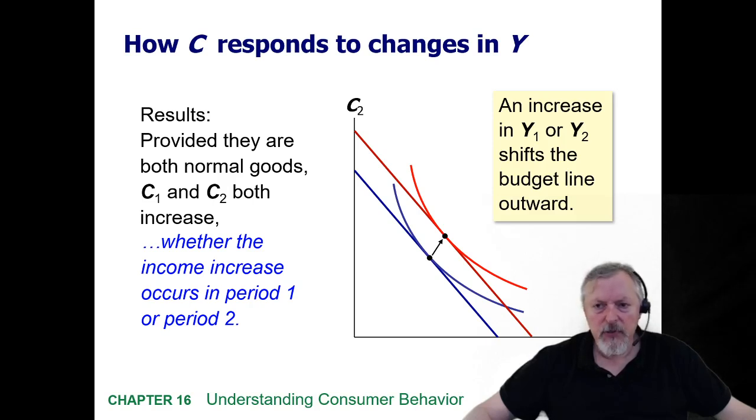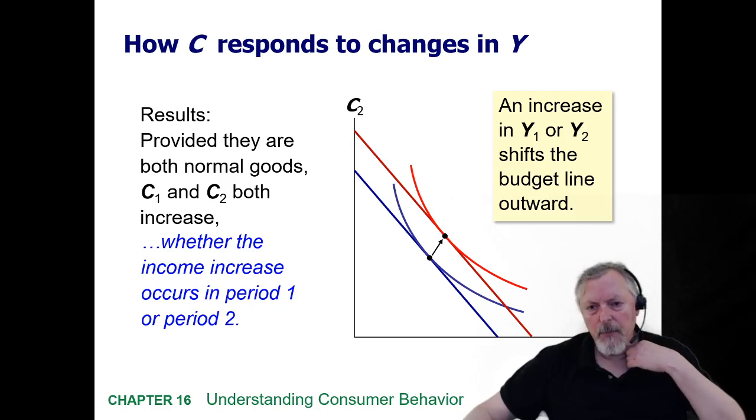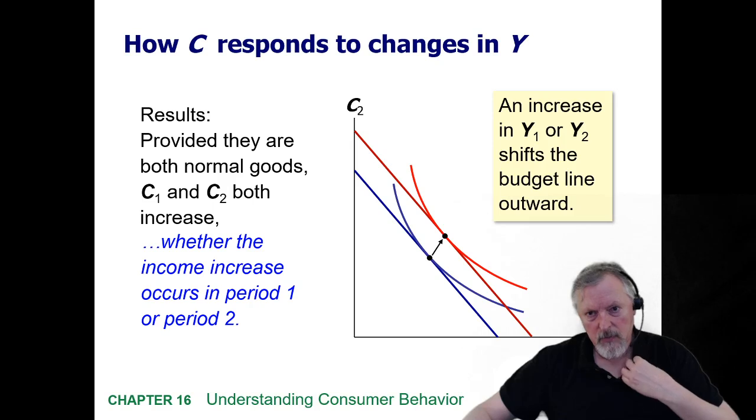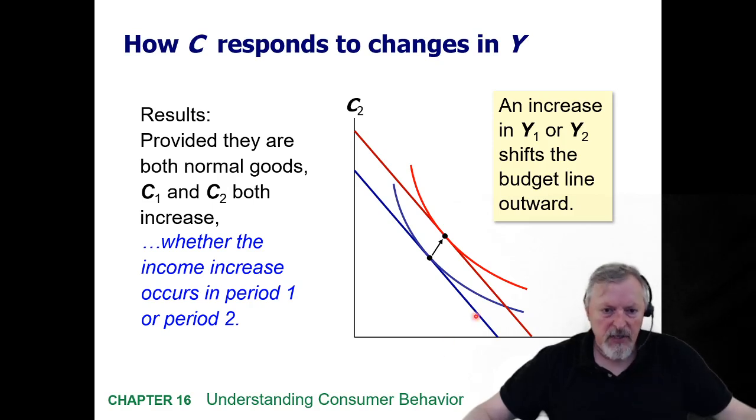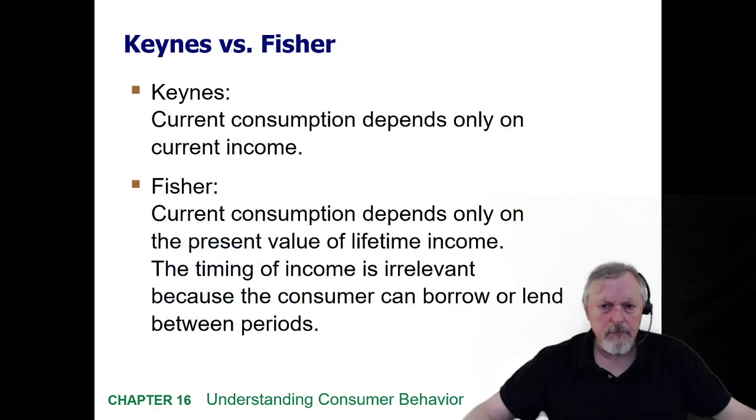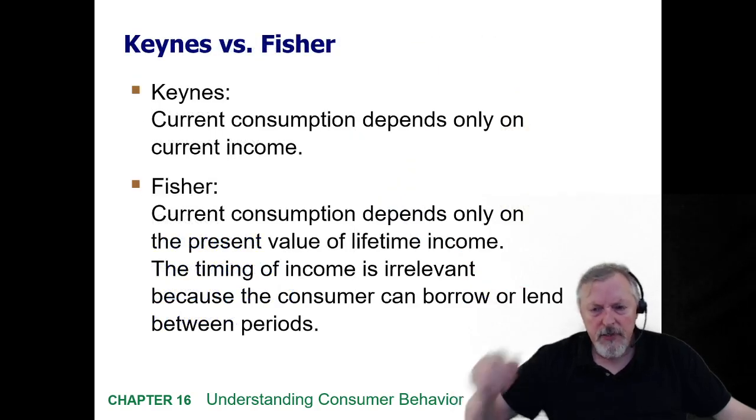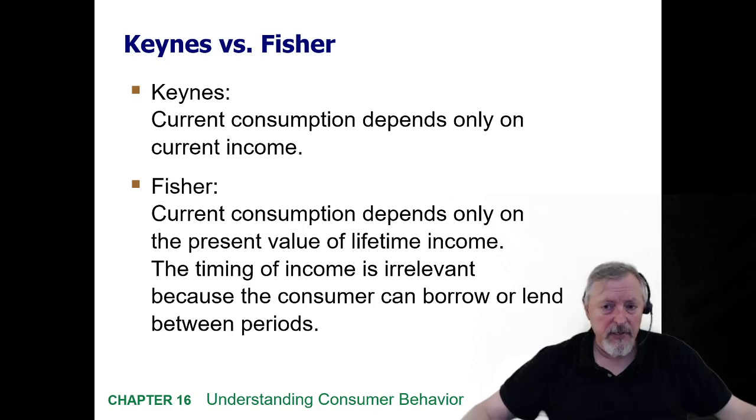Looking at intertemporal choice this way, you see that an increase in income today or tomorrow, represented by the budget line shifting out, will increase consumption in both time periods. Now, this assumes that consumption today and consumption tomorrow are both normal goods, which is a pretty safe assumption. The two-period choice model shows a weakness of the simple Keynesian consumption function. The Keynesian model assumes that consumption today is only dependent on income today.